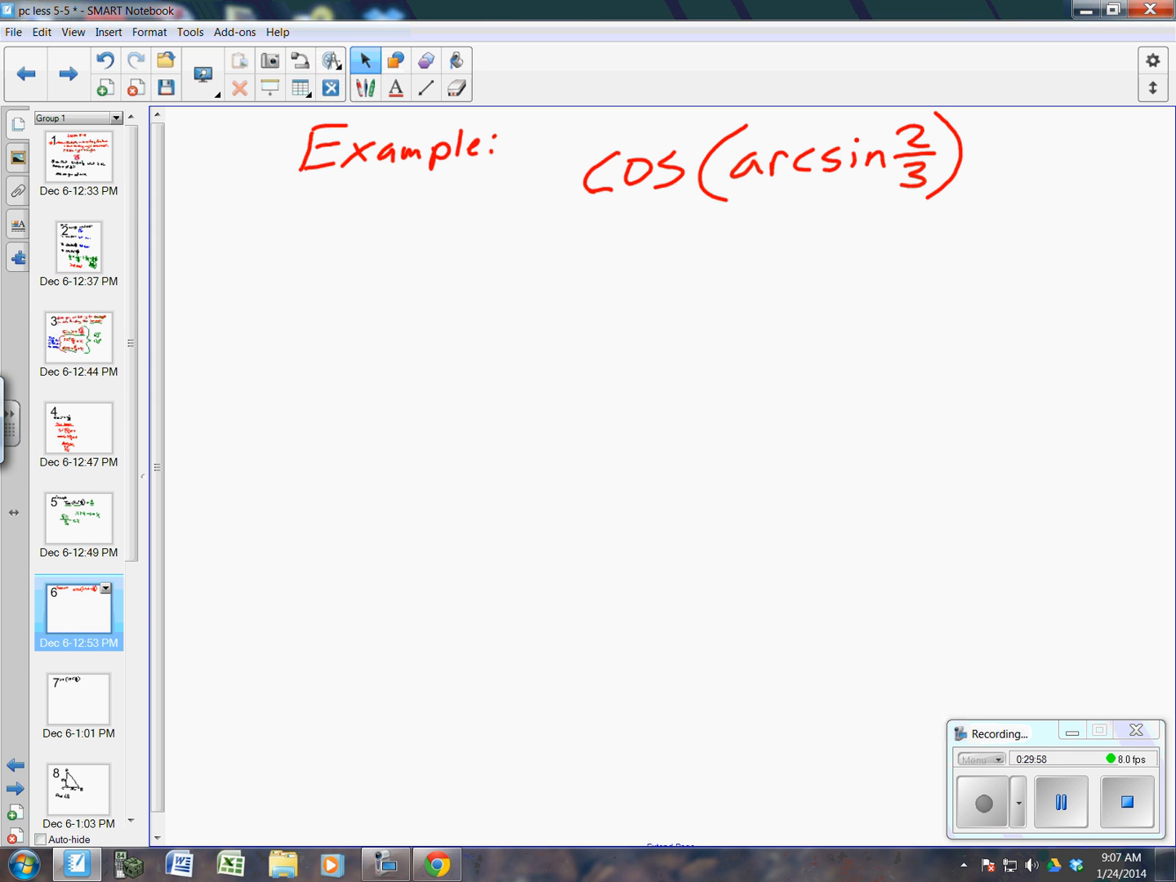Okay, now, what happens when all of a sudden you're taking the cosine of the arc sine? These are not inverses, right? Arc sine means the same thing as sine inverse. Remember that? We just went over that. So the cosine of the arc sine of 2/3 is what we're going to talk about now.